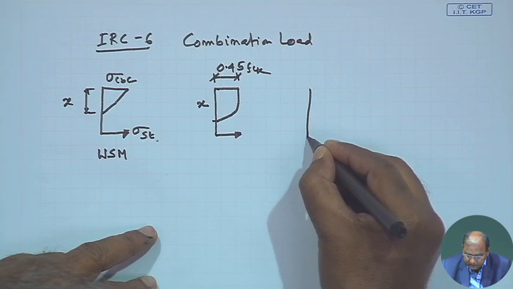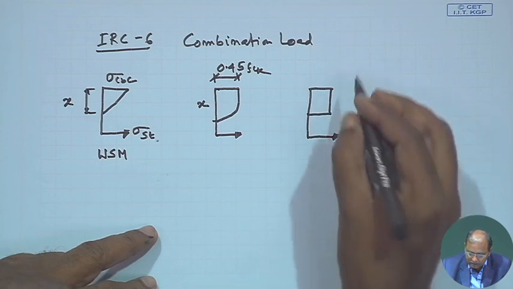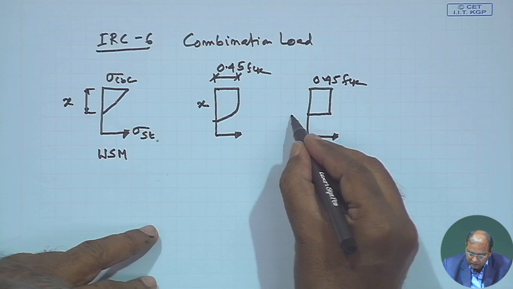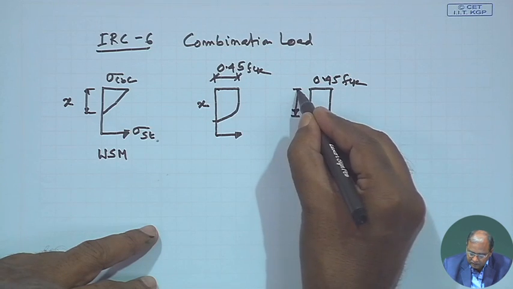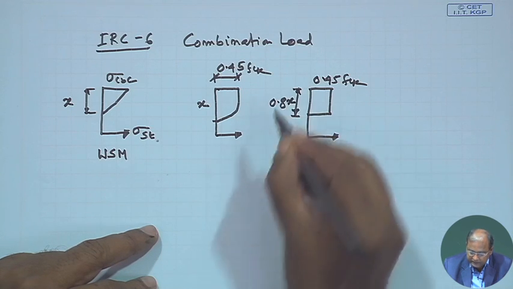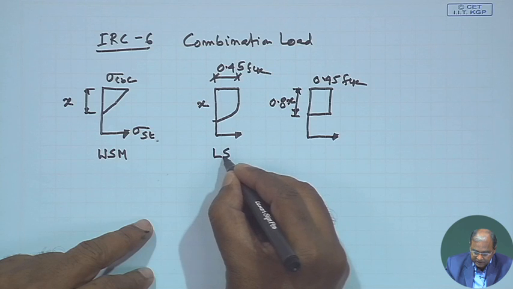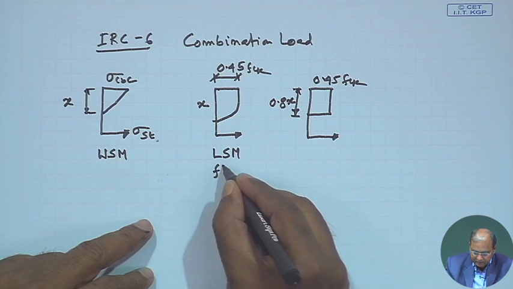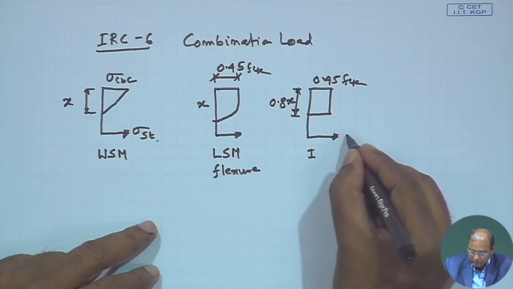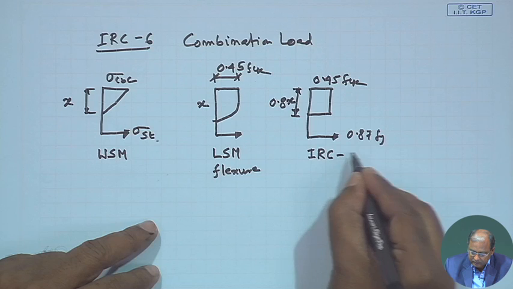Further, a very interesting thing is there, we consider this one as 0.45 FCK, but this one we consider 0.8x. The force developed here due to this is your, say, limit state method, that collapse flexure. This is we are talking about 0.87 Fy, IRC 112.